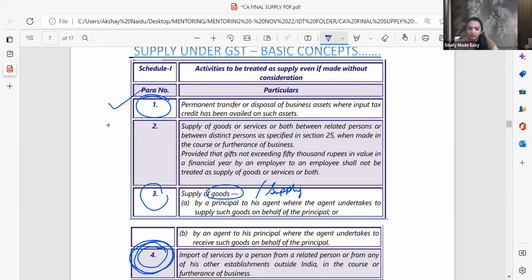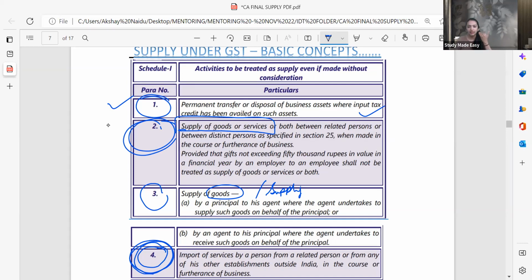Here also, this is not actually a point, this is a para number, but I am telling you that the first para here also is only about goods, it is not about service. That means only this para number 2 is having supply of goods or service.